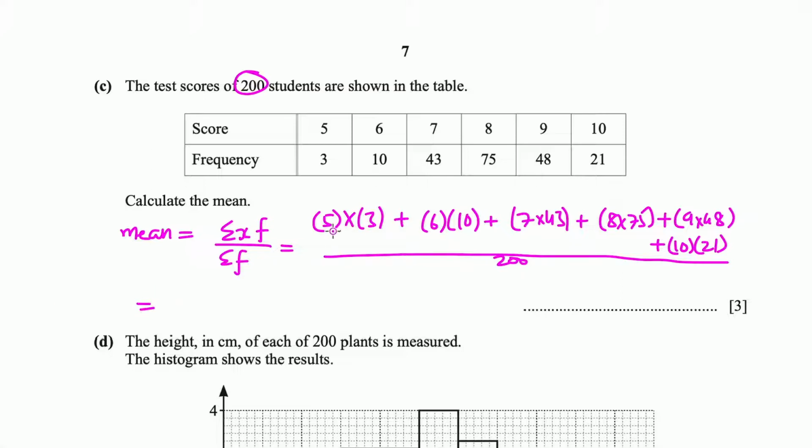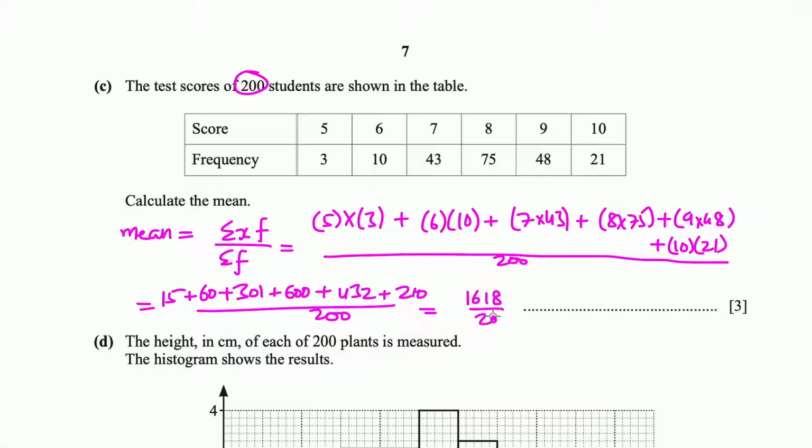So this is equal to 15 plus 60 plus 301 plus 600 plus 432 plus 210 divided by 200, which is again equal to 1618 divided by 200.